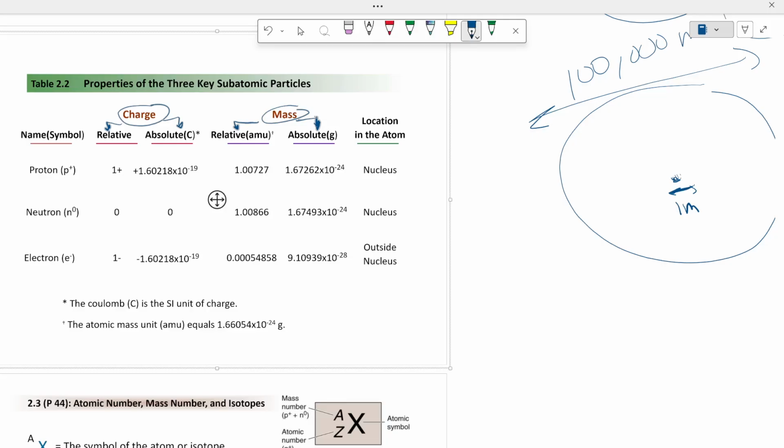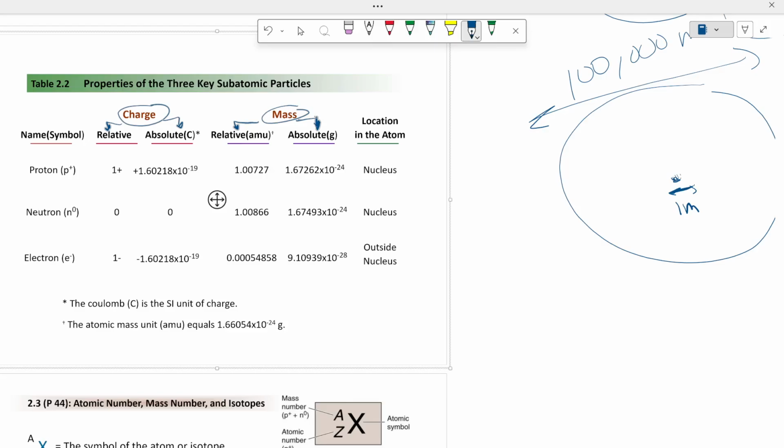Which is more important in chemistry, the relative or the absolute charges? Actually, both of them are important, but in this course, because it's an introductory course, we'll focus more on the relative charges compared to the absolute charges. So from this moment, you should realize that the proton has a charge of +1, neutron 0, while electron is -1. These are the relative charges, not the actual or absolute charges.